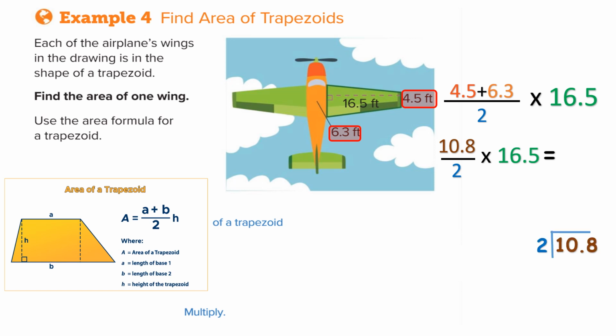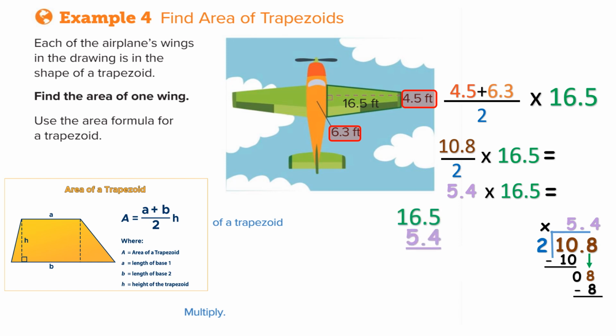So 10.8 divided by 2, I raise my decimal, and then 2 goes into 10 5 times, which gives me a remainder of 0 for 10 minus 10. And then I bring down my 8, and 2 will go into 8 4 times. So I know that I have my length for my bases as 5.4, and it's going to be multiplied by the height of 16.5.